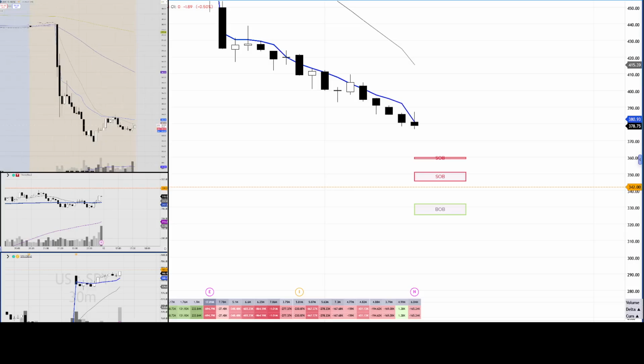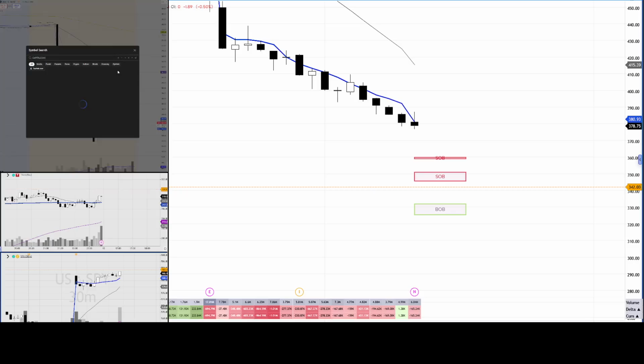Okay, we see UNH try to recover a bit. It's trying to open near the sell order block. We are shorting today, so that might be good news for us. We might see a short right at the open. Any move I do will be very quick, very fast. UNH.